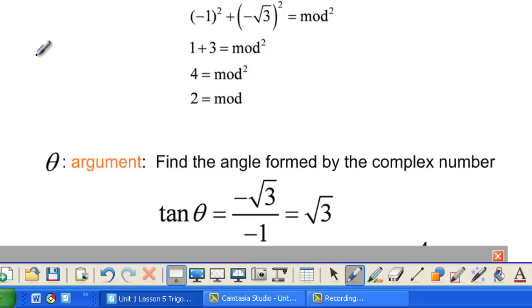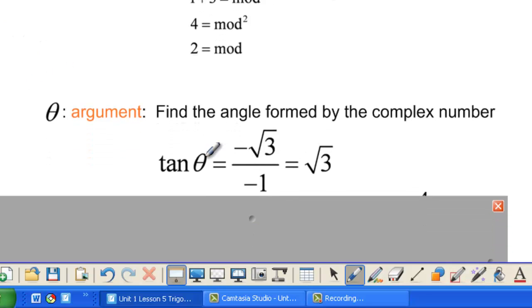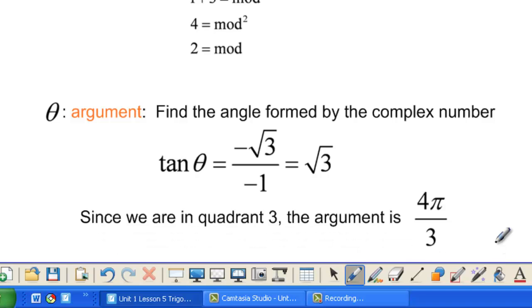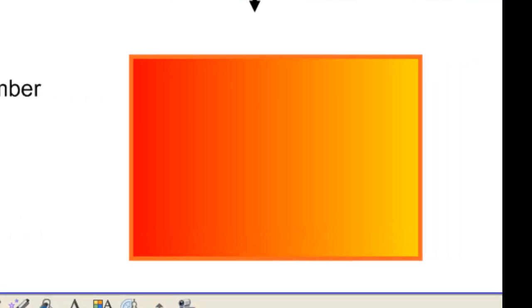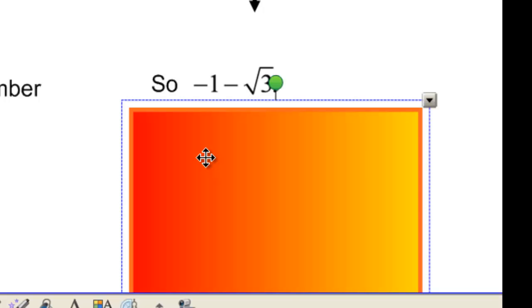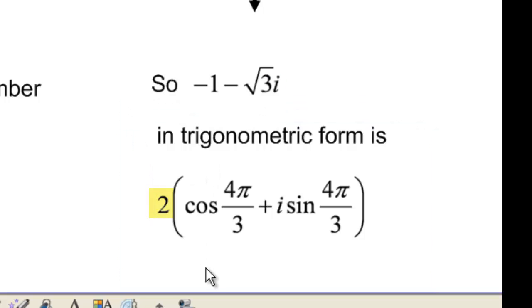What angle in the third quadrant has a tangent that is √3? And that is 4 pi over 3. So when I put this together, in trigonometric form, -1 minus √3i is equivalent in trigonometric form to 2, which is my modulus, times the cosine of the argument 4 pi over 3, plus i sine of the argument of 4 pi over 3.